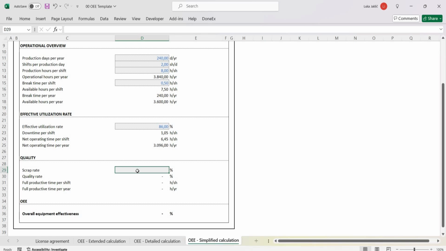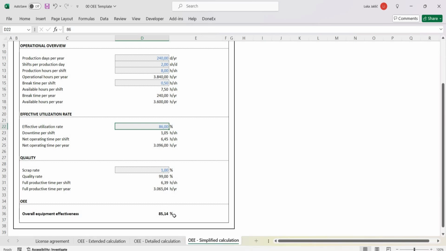For quality, we measure the scrap rate, which represents the percentage of defective products. Here, the scrap rate is 1%, indicating a quality rate of 99%. This means that 99% of the products produced are defect-free. The full productive time per shift, taking into account quality, is 6.39 hours, leading to a total full productive time of 3,065.04 hours per year.